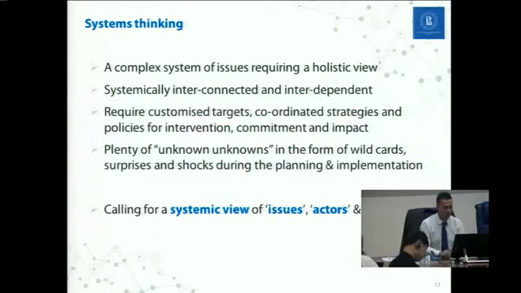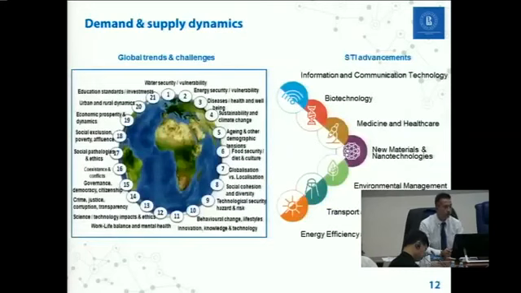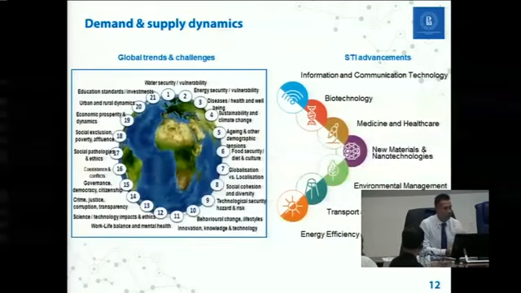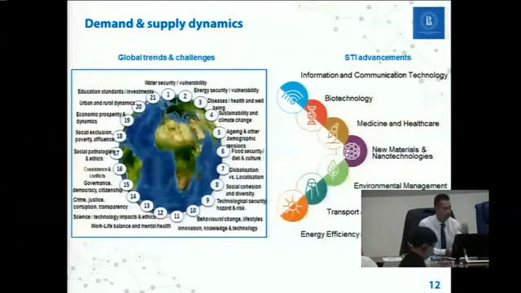So all this calls for a systemic view of issues, actors, and processes. Regarding issues, we face a number of challenges, and these are the demand dynamics. There are all sorts of problems we are talking about, like water, energy, health, climate change, education, urban and rural dynamics, which are, again, interrelated and interconnected.